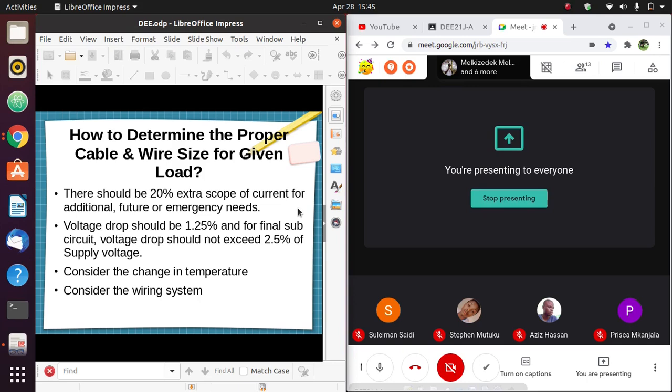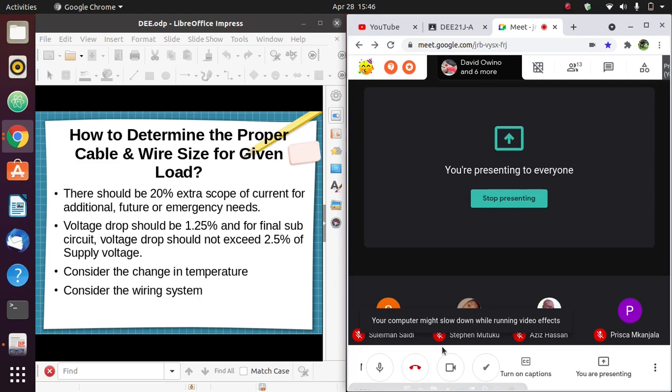Now, how do I determine the size, my cable size? And even before I start calculating for the cable size, there are some things, there are some rules, unwritten rules. They're not even unwritten, they are written. There are these bodies that regulate, they give direction on these laws. Now, you should, when you're doing an installation, kila mahali, kama it's a pneumatic system, kama ni an electrical system, you have to take into consideration the future expansion of that system.